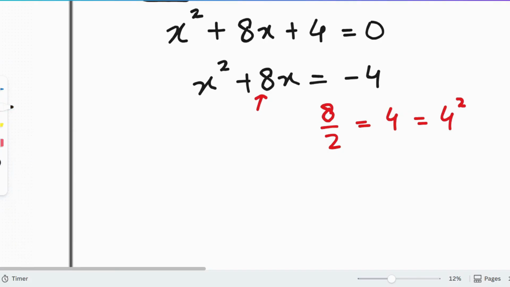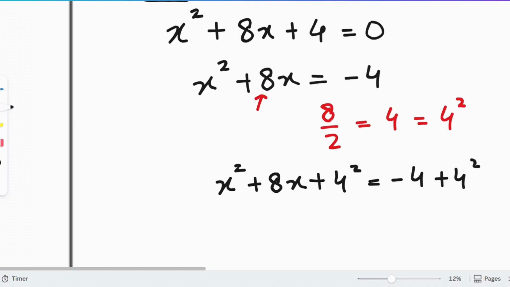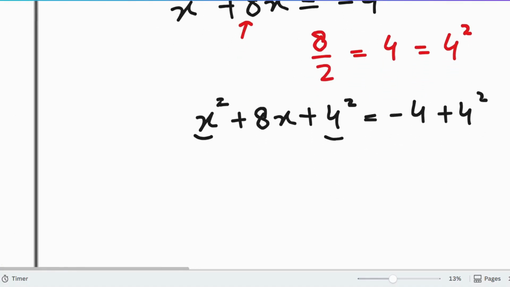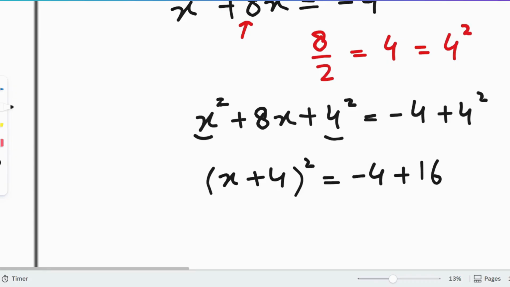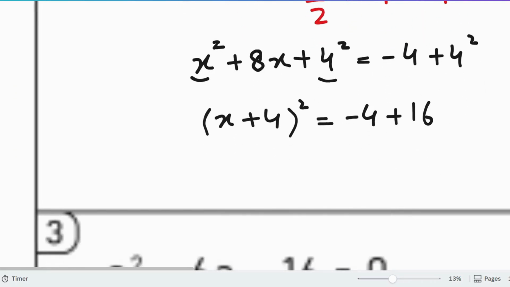This is the method we will be following for all of the questions, so make sure you properly remember it, okay? Plus 4 square equals minus 4 plus 4 square. As you can see, there's a square and there's a square over there as well. So we will complete the square for this one, which will become x plus 4 whole square equals minus 4 plus 16, right?